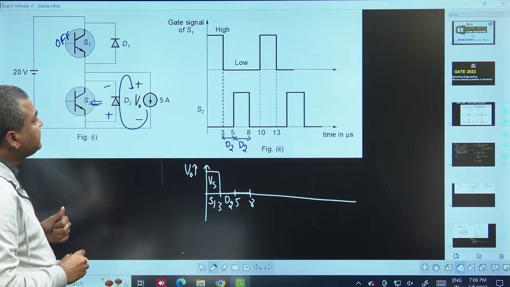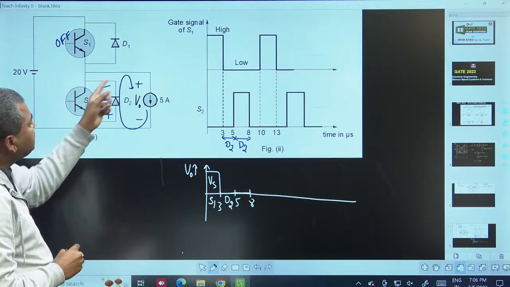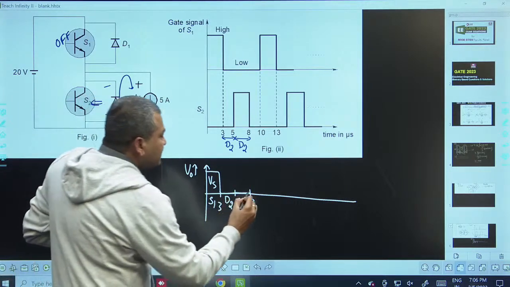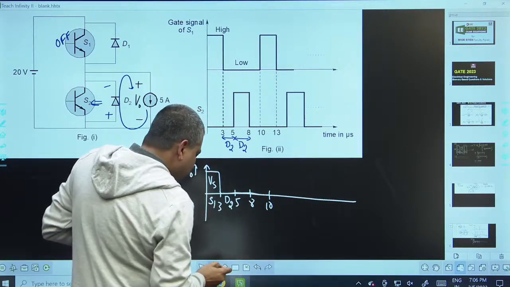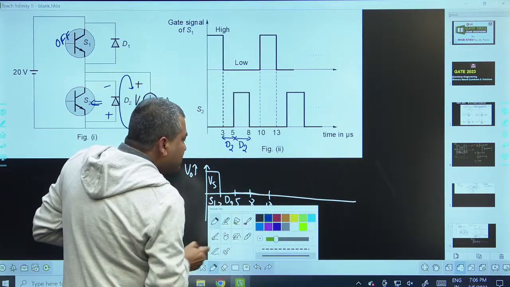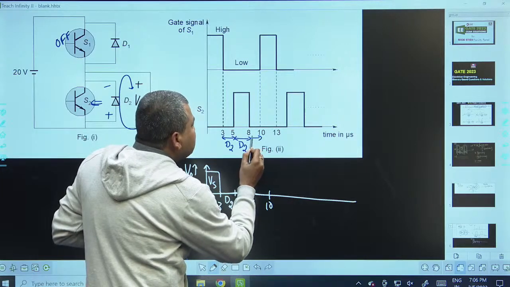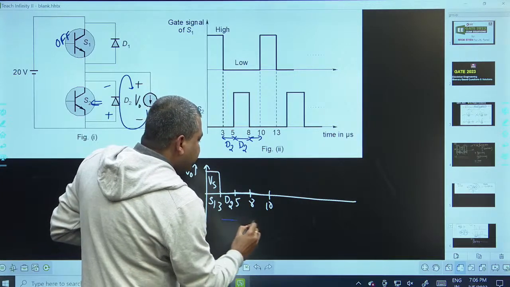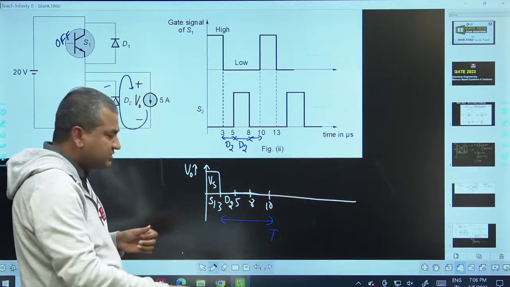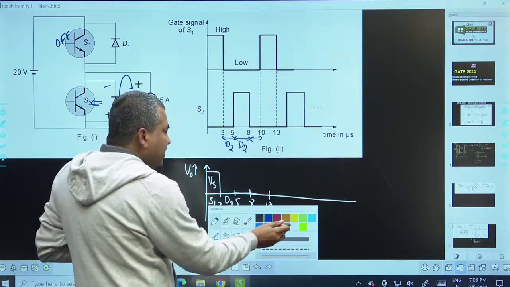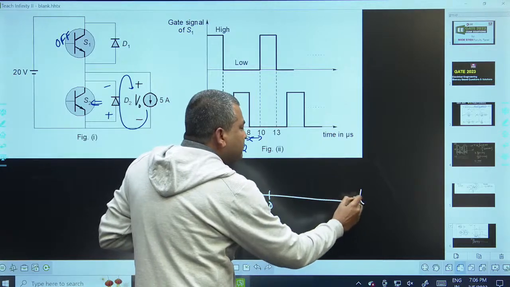Then after 8, even if I remove the gate pulse, freewheeling continues once again. So even up to 10 microseconds, D2 will conduct. Here D2 continues to conduct continuously up to 10 microseconds. This is one time period. After that the same waveform continues, and for this we have to find out the average voltage.